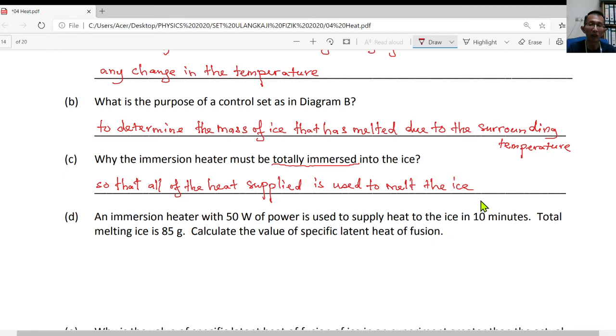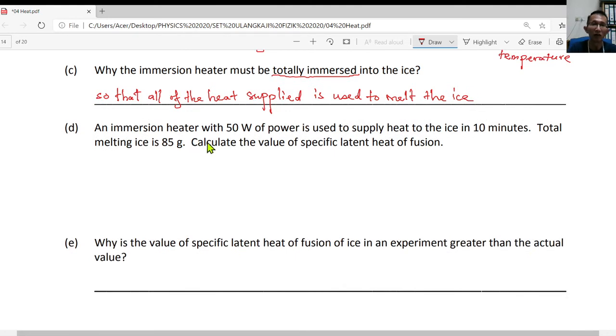Okay, we don't want any heat to be wasted. Okay, D. An immersion heater with 50 watt of power used to supply heat to the ice in 10 minutes. Total melting ice is 85 grams. Calculate the value of specific latent heat of fusion.